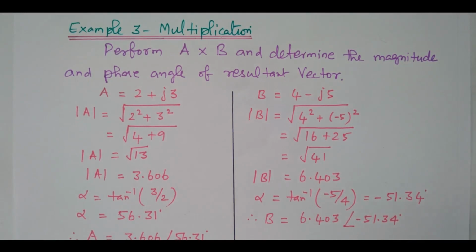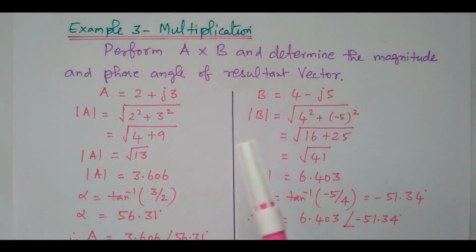The third one is the multiplication. The two vectors available are A equal to 2 plus j3, and B equal to 4 minus j5. We need to multiply these two and find the magnitude and angle. It is in rectangular form, so we cannot multiply easily.